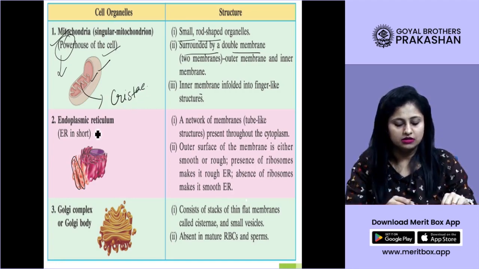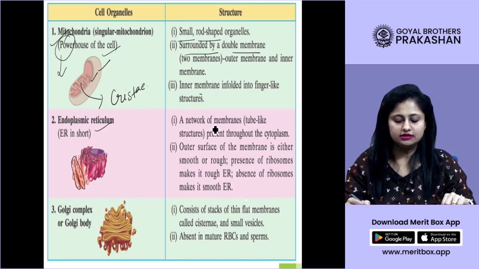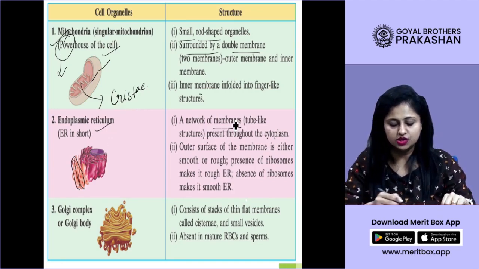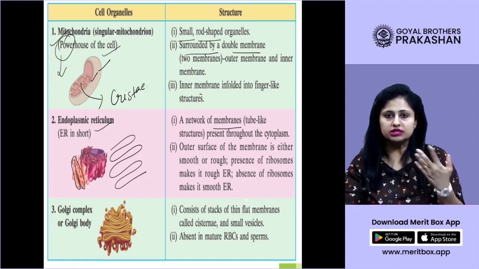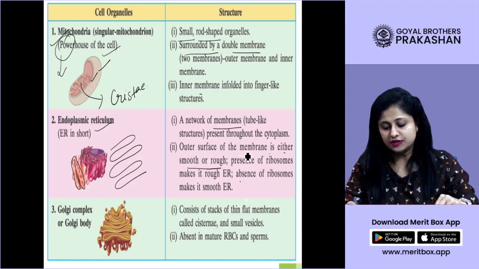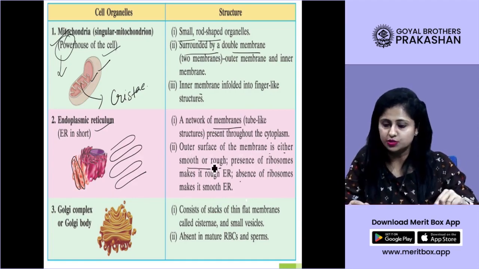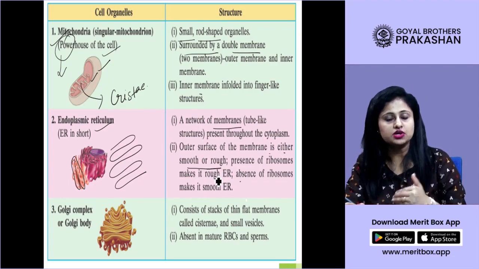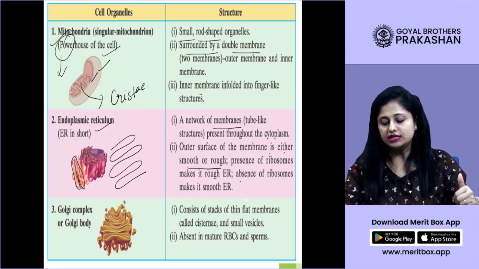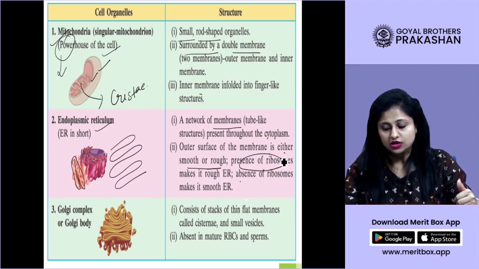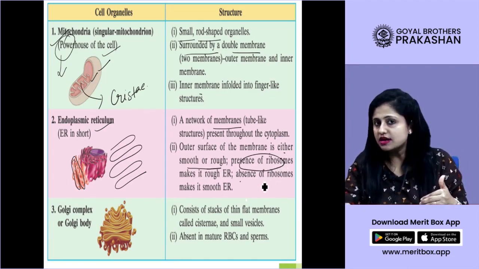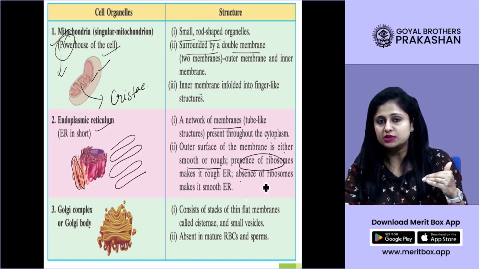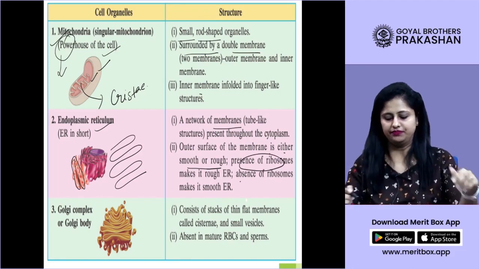Next comes endoplasmic reticulum. We can write down ER in short, and it forms a network of membranes, tube-like structures like this. Okay, and these are present throughout the cytoplasm. The outer surface of the membrane is either rough or smooth depending upon the presence or absence of ribosomes, right? For example, if ribosomes are present, so the presence of ribosomes make their surface rough, and if ribosomes are absent, so the surface of endoplasmic reticulum would be smooth.